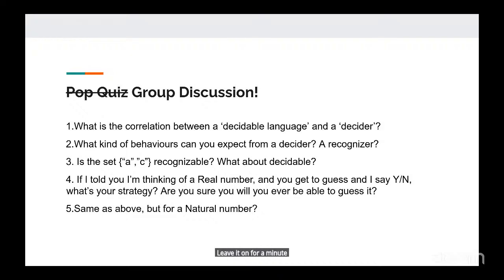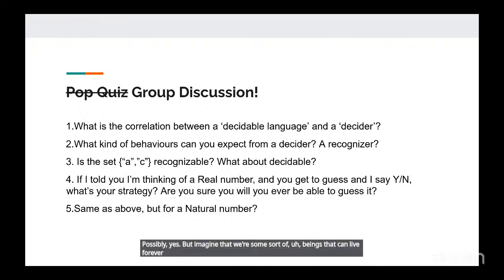But so question 5 then, there are also infinitely many natural numbers. Right. But hopefully we understand that if we're playing with the natural numbers, eventually you're going to be able to win, if you're just guessing. I think we die before then. Possibly, yes. But imagine that we're some sort of beings that can live forever. Eventually you're going to win the game. Or you're a machine who can execute billions of operations per second.